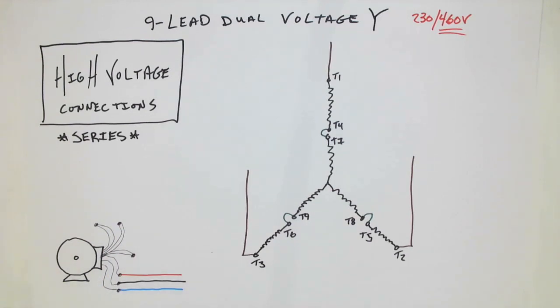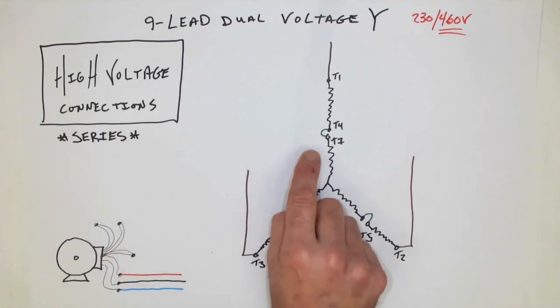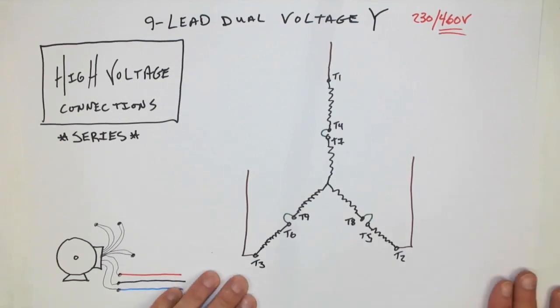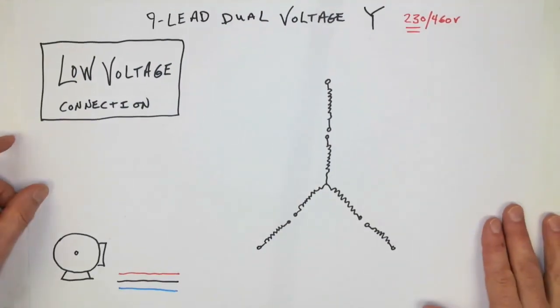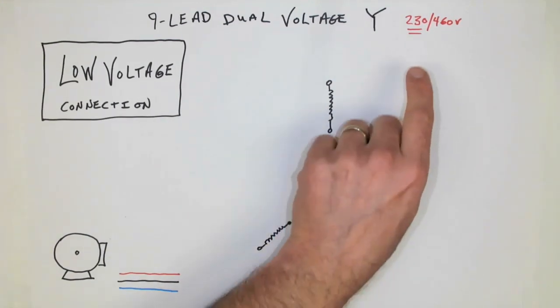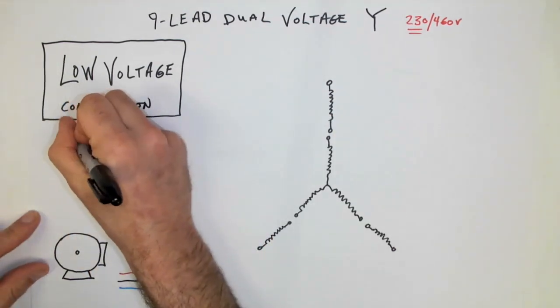So for the 9-lead dual voltage Y, it is the high voltage connection that we've looked at here. The connection is series, and the series connection requires 4 and 7, 8 and 5, 6 and 9 to be terminated together, and then the supply conductors coming in on T1, T2, T3. Well, let's take a look at the same motor, but now we're going to look at it in low voltage connection. So it's exactly the same motor, but now we're going to connect it for the 230 volt range. So this is considered a parallel connection.